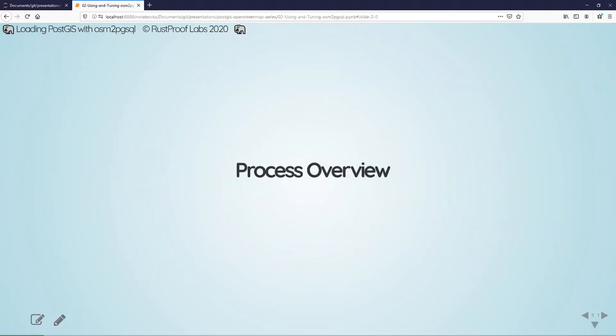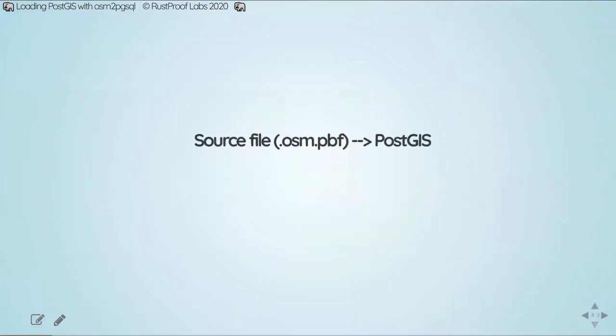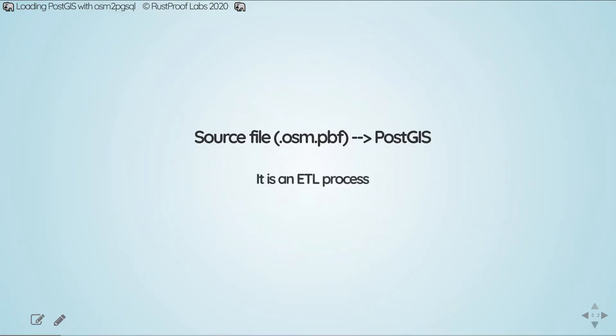The overview of the process: this is a very large process to get this data loaded. In a high-level picture, we're taking that PBF data source and pushing all the data over into PostGIS. This is an ETL process. ETL stands for extract, transform, and load. And in the way I'm actually running this, it's actually an ELTL process. We do a load before we do the final transformations and loads.